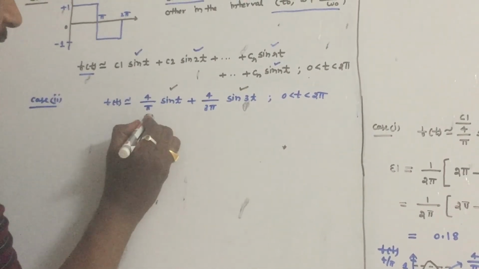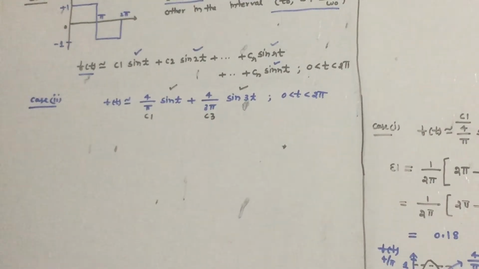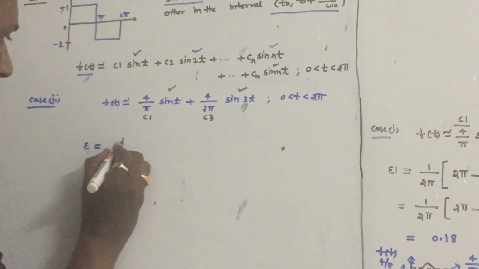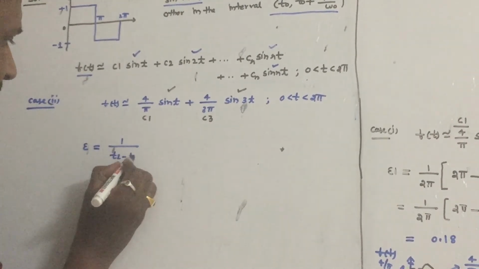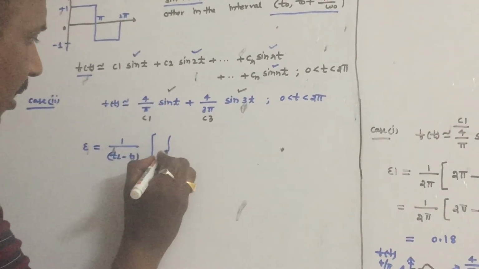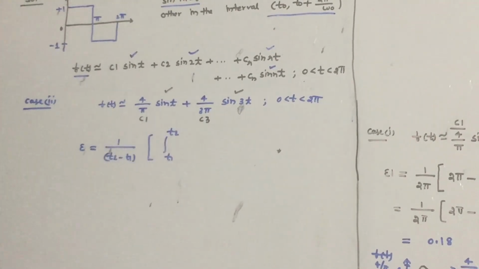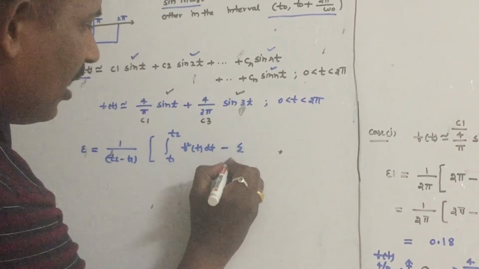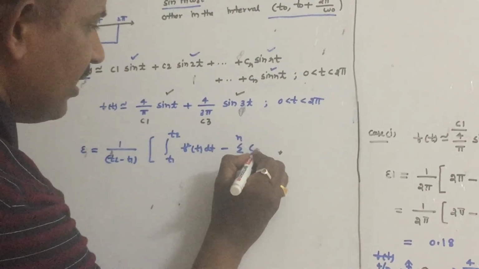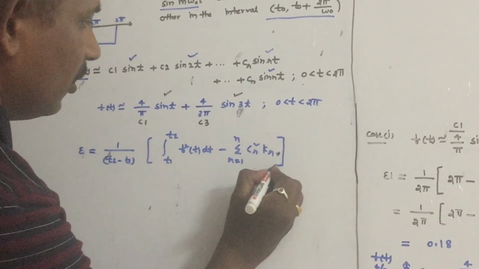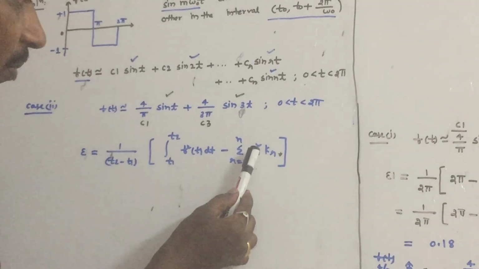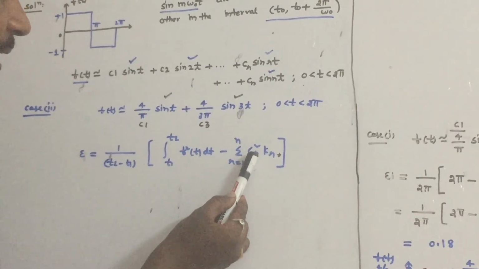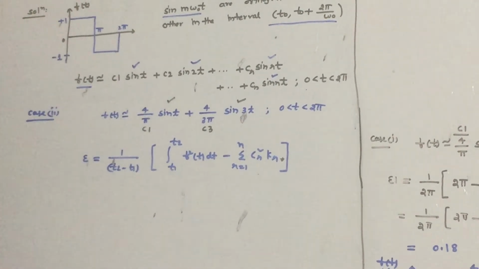These are the coefficients: this is the coefficient C1, and this is the coefficient C3. Now, what is the mean square error formula? The mean square error formula is 1 by t2 minus t1, I am rewriting again, integral t1 to t2 f square of t dt minus summation r equal to 1 to n, Cr square into Kr. We have already calculated all these formulas: K1, K2, K3, and the generalized formula for Cr.